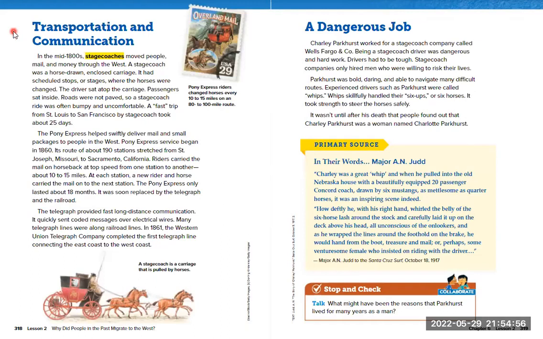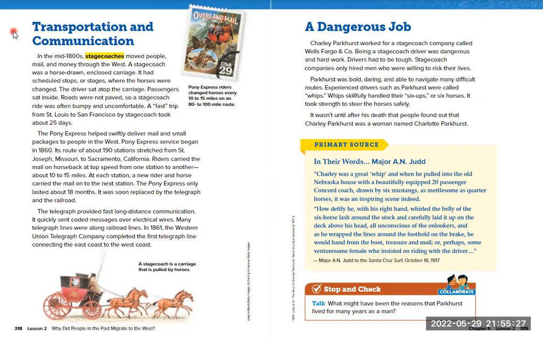Transportation and communication. In the mid-1800s, stagecoaches moved people, mail, and money through the West. A stagecoach was a horse-drawn enclosed carriage. It had scheduled stops, or stages, where the horses were changed. The driver sat atop the carriage, passengers sat inside. Roads were not paved, so a stagecoach ride was often bumpy and uncomfortable. A fast trip from St. Louis to San Francisco by stagecoach took about 25 days.